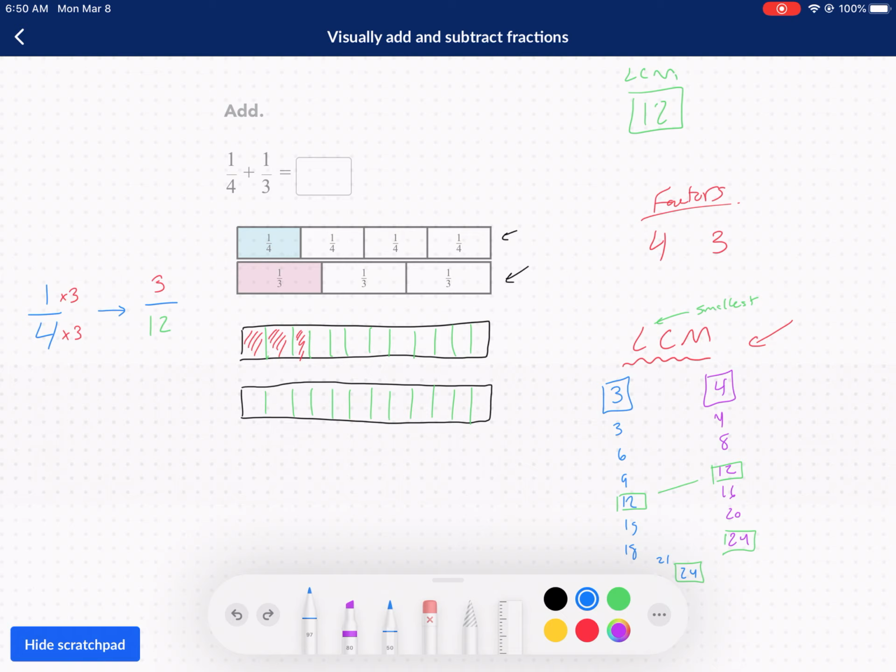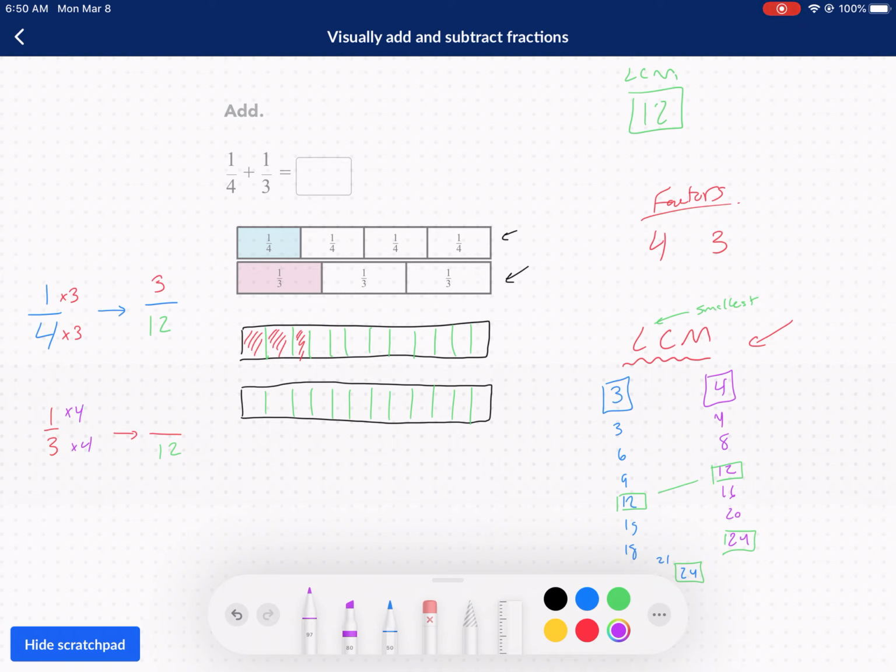Now we had 1/3. So 1/3 was this pink color. I'm just going to call it red. So we had 1/3. Okay, arrow, and then we wanted this to be 12ths also. Now, what did we do to get those 12ths? Well, we multiplied by 4. We had 4 times as many bars. Instead of 3 bars, we had 12 bars, so that's times by 4.